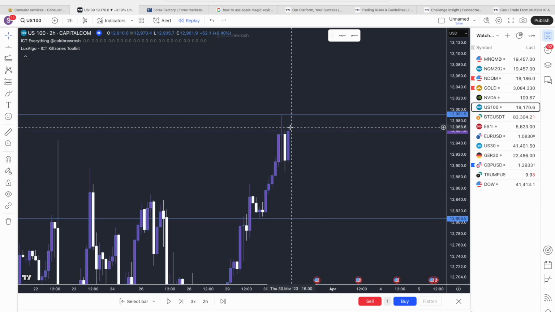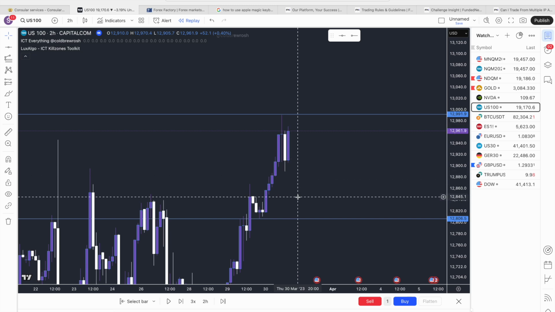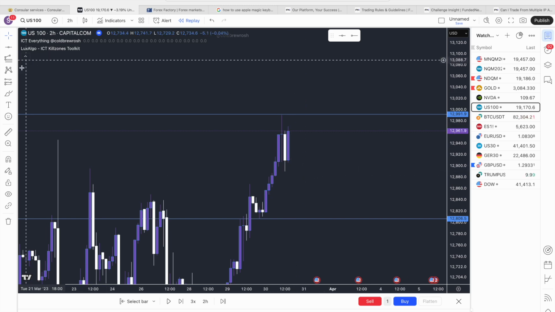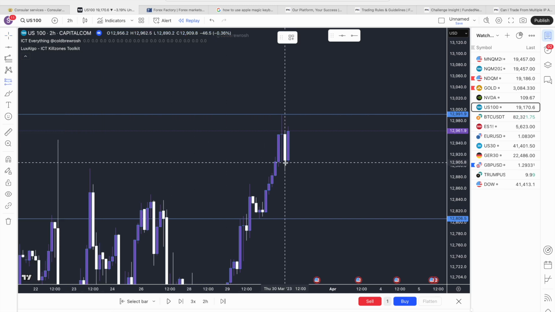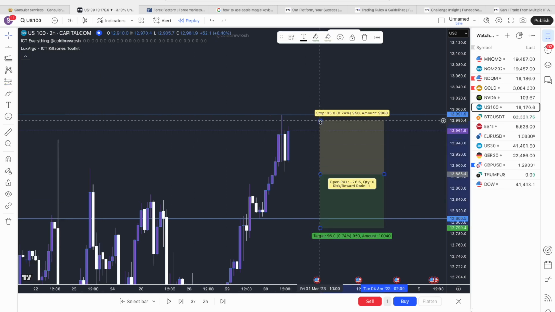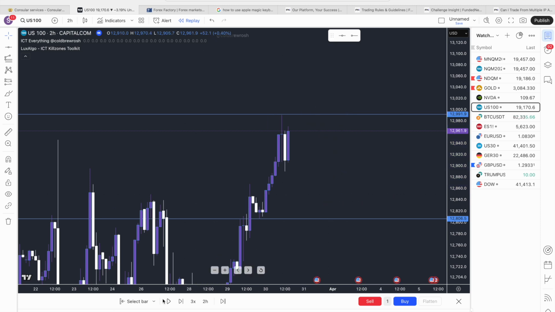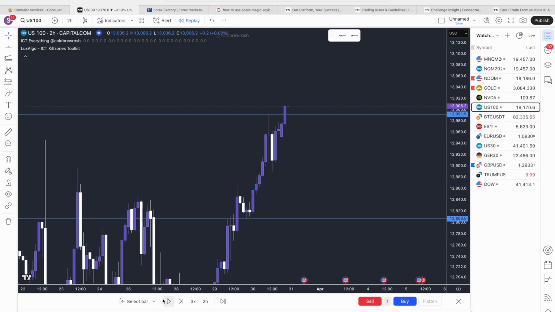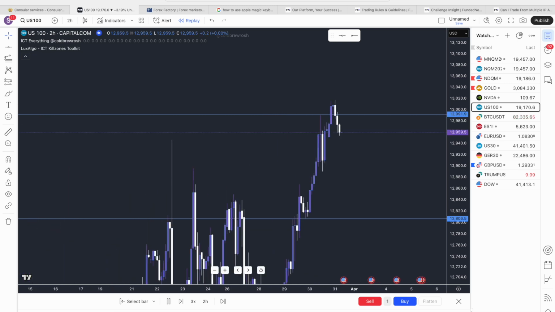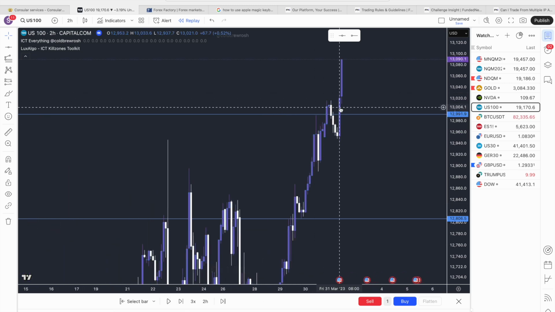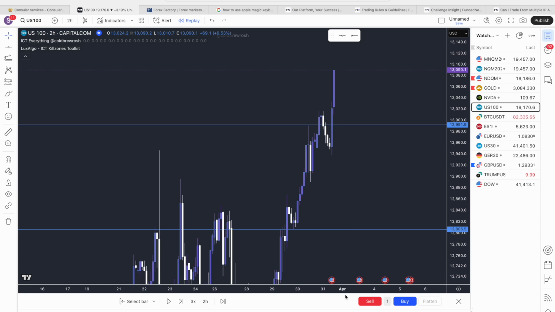Back to the 2-hour. Maybe we invert this and target this fair value gap. That would be cool. So maybe we invert this fair value gap, put the high somewhere here, and then go here. Yeah, this is terrible RR. I'm not going to do that. Okay, looks like we just went higher, which is good to see, man.